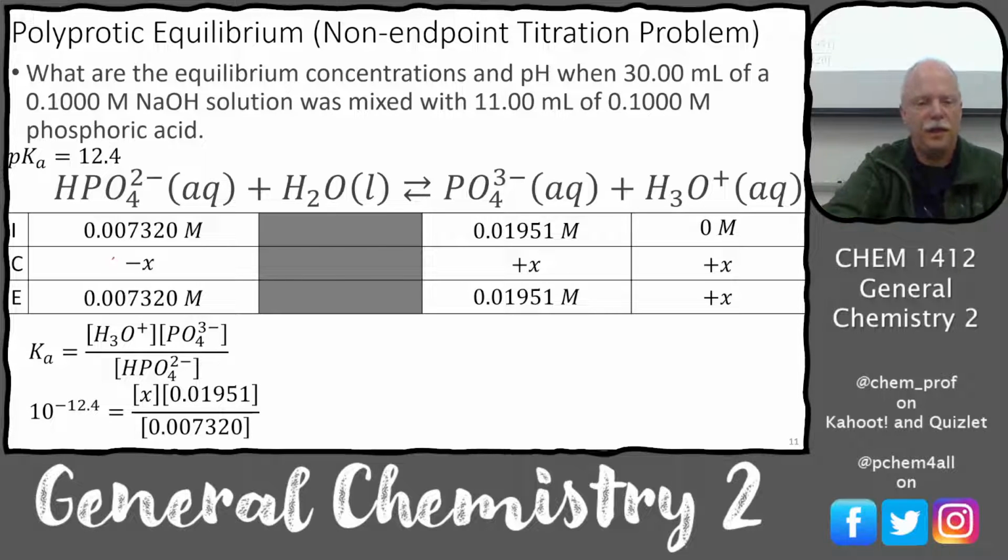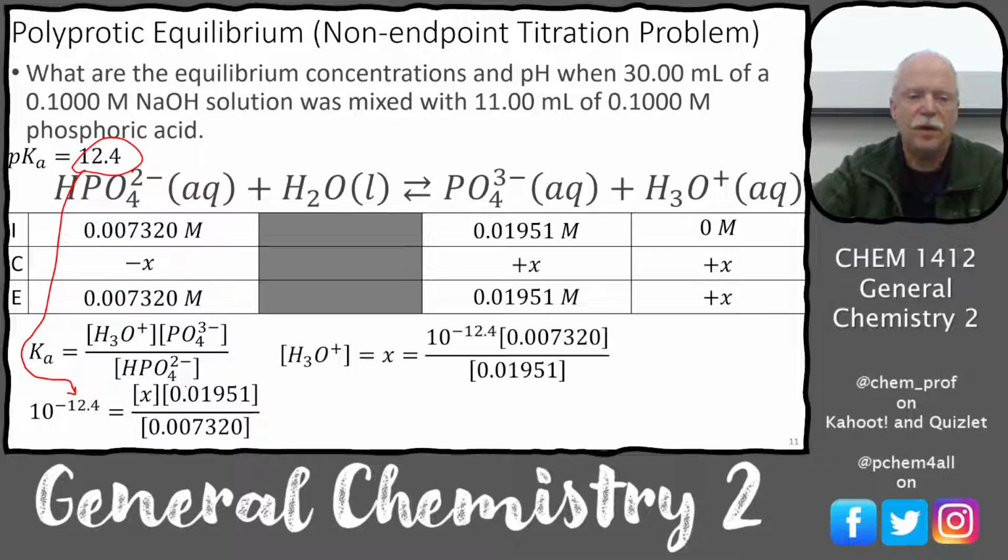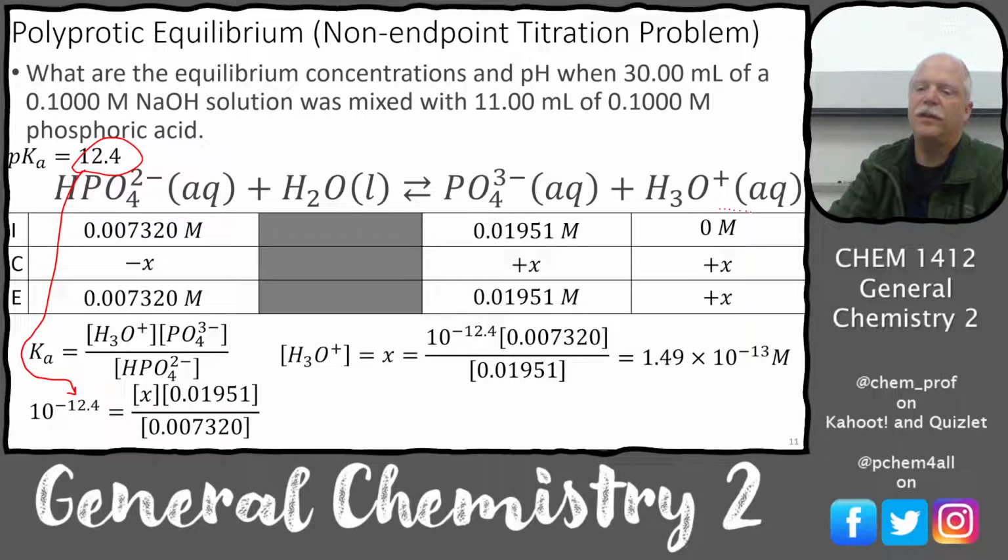So we have the acid, the equilibrium constant expression here. Again, from the Ka, the pKa comes down here. So it's the anti-log of that. We solve for X, and we end up with this really small number, this 1.5 times 10 to the minus 13 hydronium ion concentration.